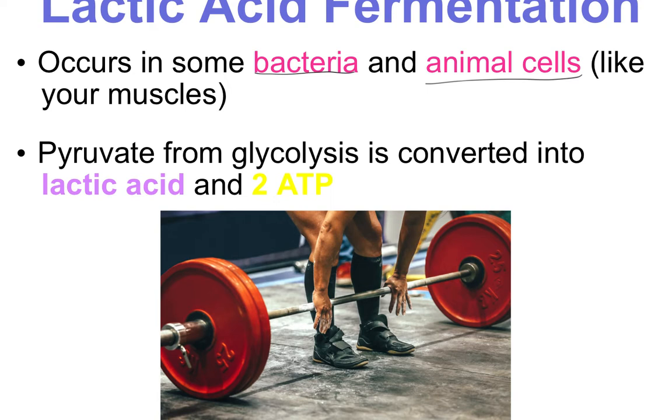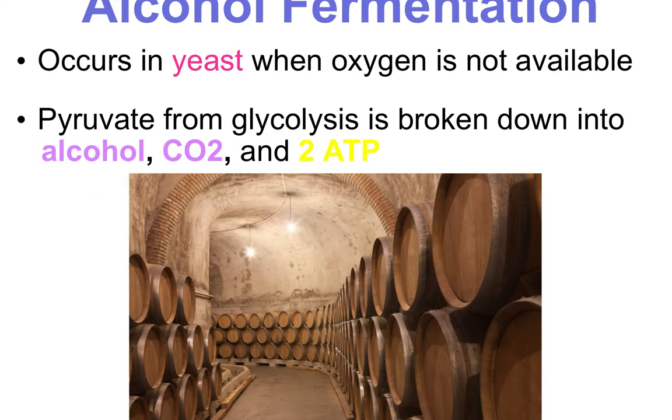The pyruvate molecules that we made from glycolysis, where we split a sugar in half, those are now starting to convert to lactic acid, and they're going to make 2 ATP molecules. Your body is starting to run out of accessible oxygen, and so it's trying to turn on another way to create energy. All right, alcohol fermentation, that occurs in yeast when there's no oxygen available.